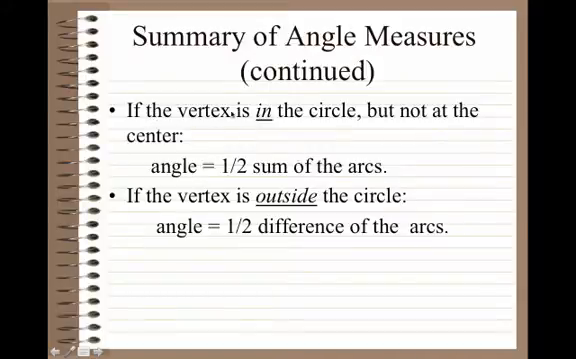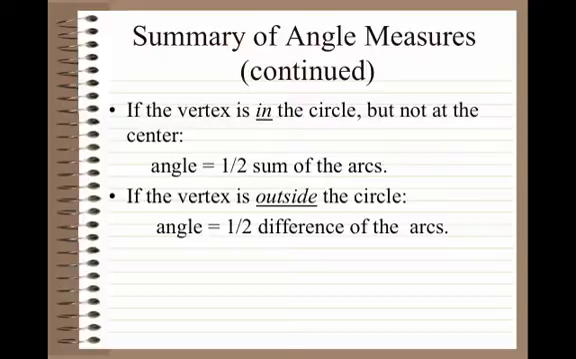If the vertex is in the circle, but not at the center, the measure of the angle equals 1/2 the sum of the arcs. And finally, if the vertex is outside the circle, the angle equals half the difference of the arcs. Okay, Ramblers, please keep in mind the important thing is to first figure out where the vertex is.